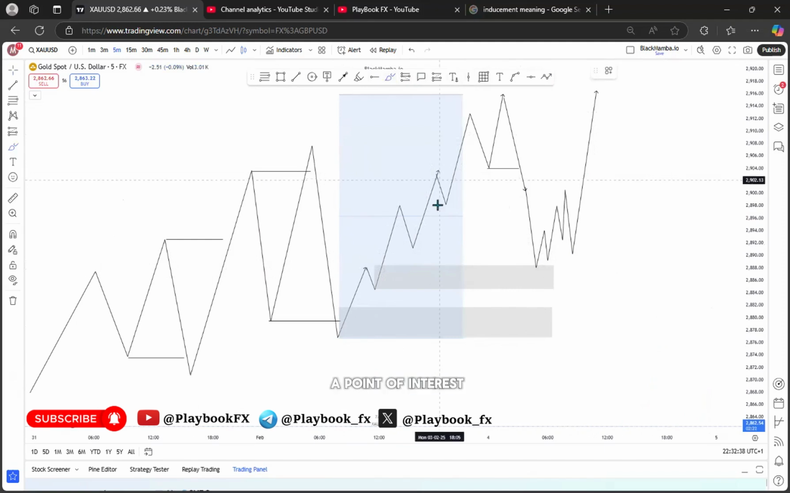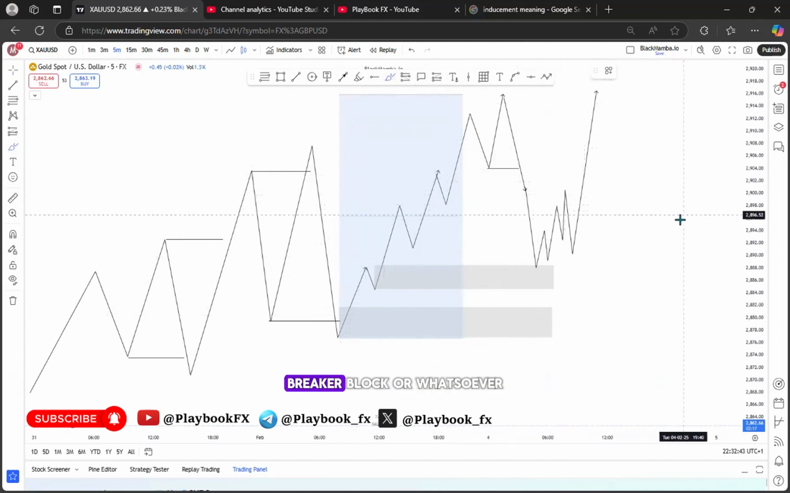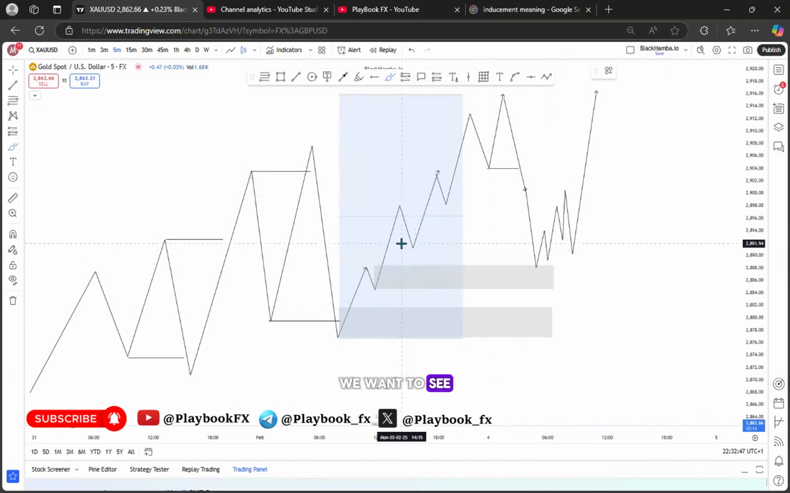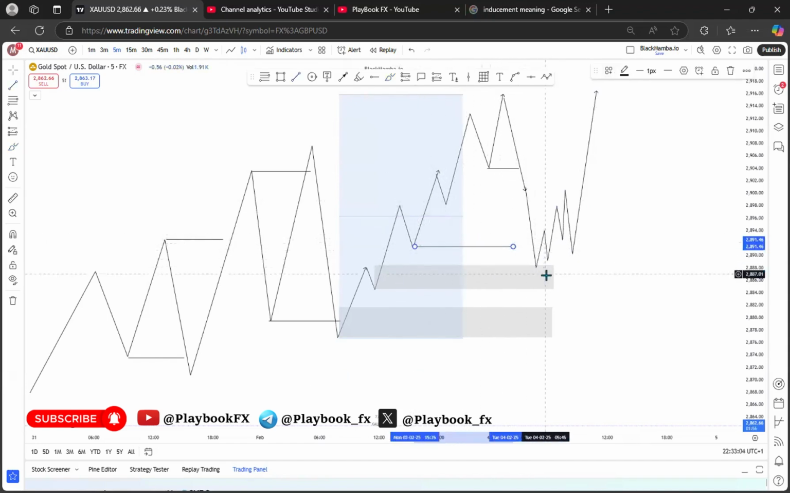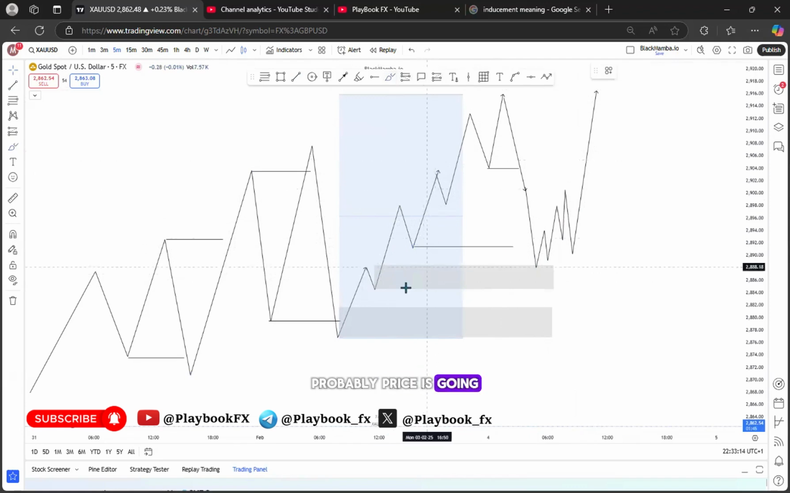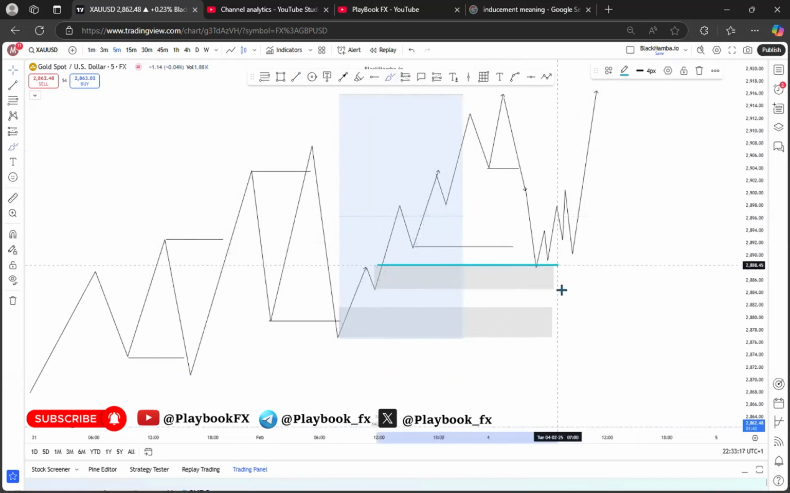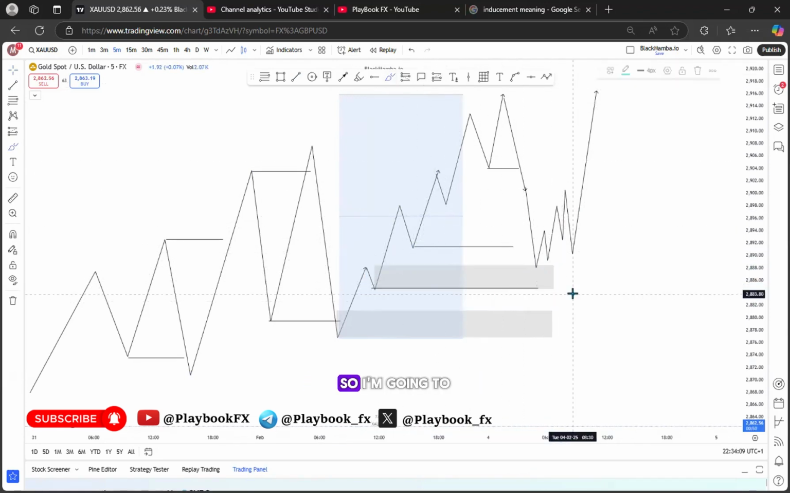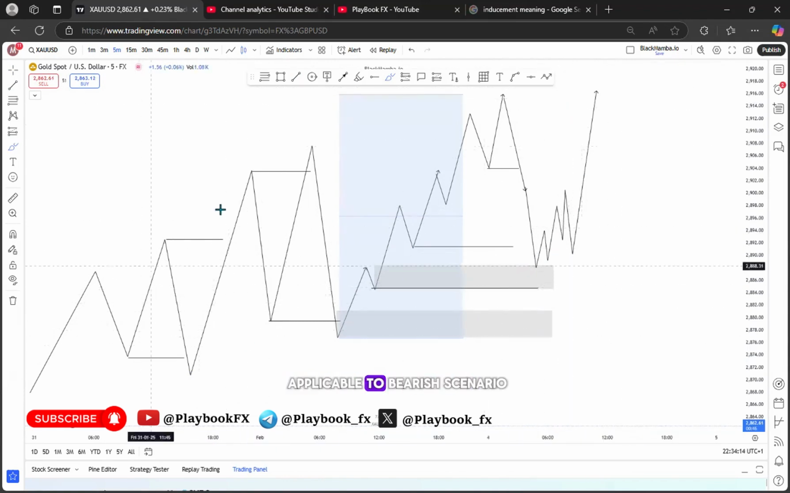If you are picking a point of interest to buy from or to sell from, be it a flip zone, breaker block or whatsoever, you want to see an obvious area that price can manipulate before pushing to the upside. You want to see an inducement close to your POI for price to manipulate before pushing to the upside. If there is no inducement close to your POI, probably price is going to manipulate your POI then push to the upside. So I'm going to show you some examples on the chart. The same thing is applicable to various scenarios.